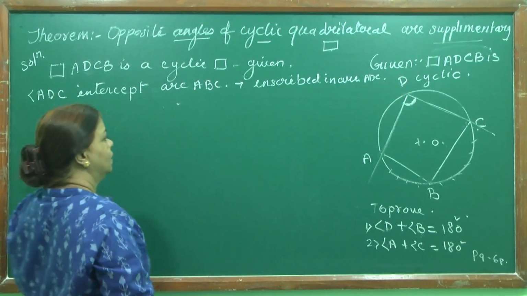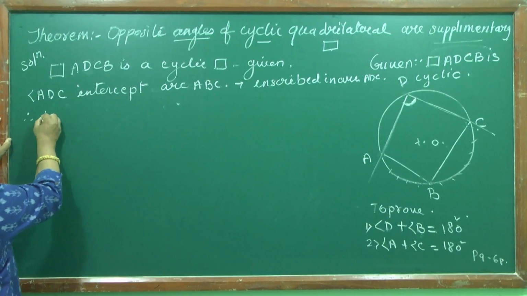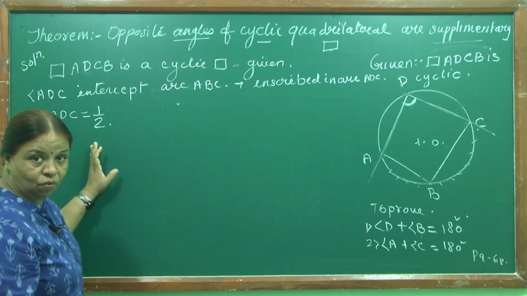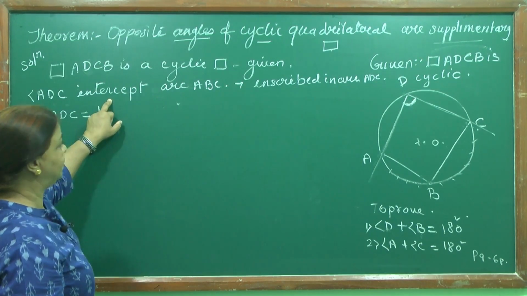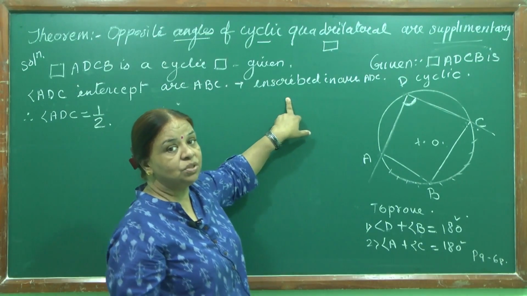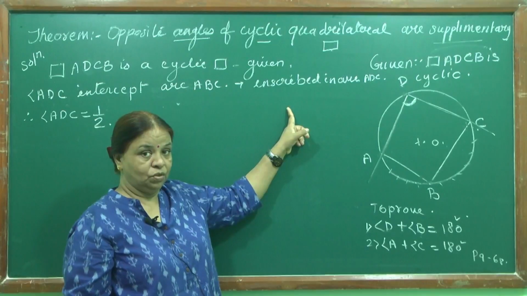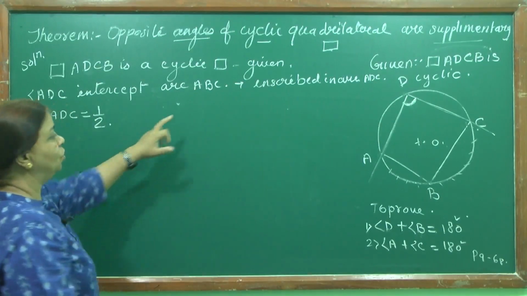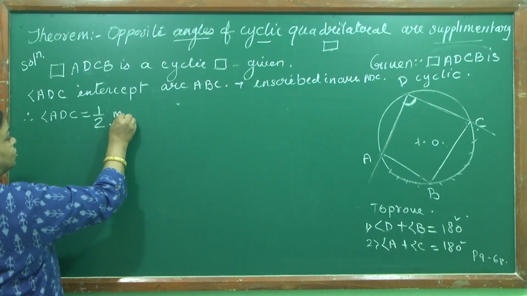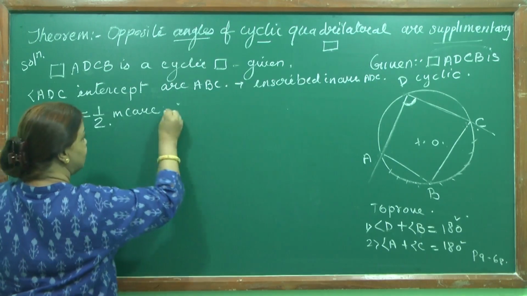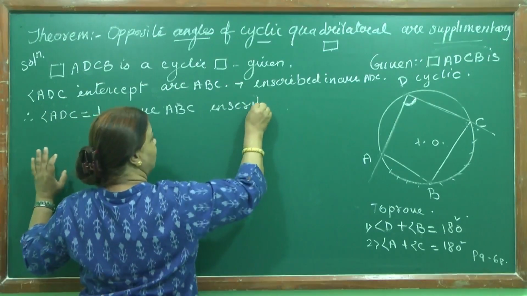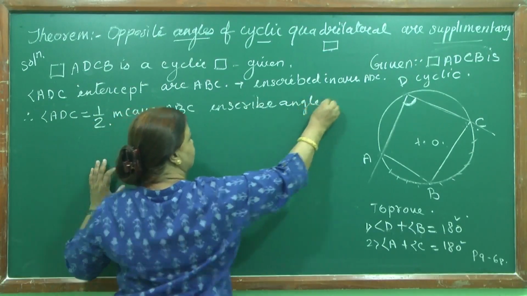Therefore, angle ADC is equal to half of... Children, now you know what it will be. If it is intercepting and it is inscribed, then which theorem can we use? Previous to this theorem I have already uploaded the video, so you must watch that if you don't know. So angle ADC is equal to half of the measure of arc ABC by the inscribed angle theorem.